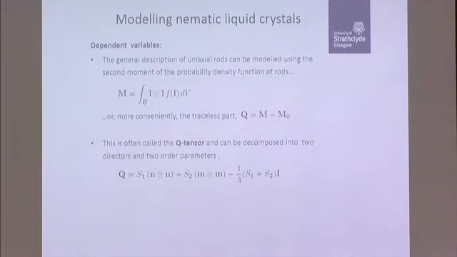If I constrain the system to be uniaxial, then I can set S2 to 0, and I'll mention that again. When I set one of these order parameters to 0, either S1 or S2, in actual fact, I get back to a uniaxial system.